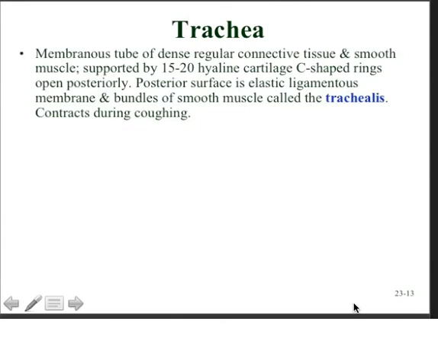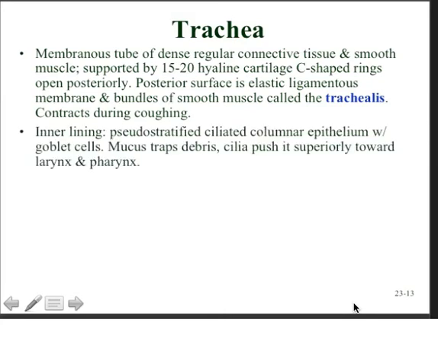Your trachea is a membranous tube of dense regular connective tissue and smooth muscle, supported by about 20 hyaline cartilage C-shaped rings, of course, that are open in the back to make room for the esophagus as you swallow food or water. The posterior surface is elastic ligaments, membrane, and bundles of smooth muscle called the trachealis, which will contract during coughing. The inner lining is pseudostratified ciliated columnar epithelium with goblet cells. The mucus is there, of course, to trap debris. The cilia are there to push the debris-laden mucus up towards the mouth so we can either expectorate it or swallow it. At any rate, it doesn't end up down in the lungs.